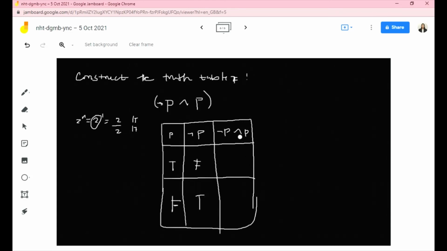Now let's have the conjunction of not P and P. It uses and, it uses conjunction. This means both not P and P should be true. Now we have T and F, that is F. We have F and T, that is still F. So all of our conclusions are false, then that means it is a contradiction. Now, if it's neither contradiction nor tautology, then it's considered a contingency.